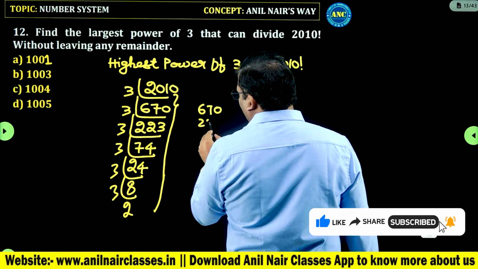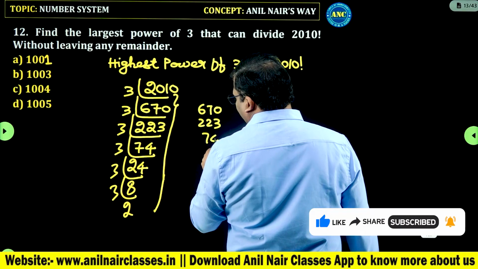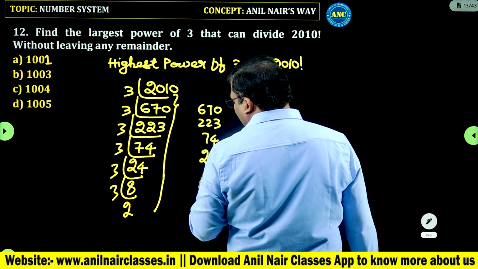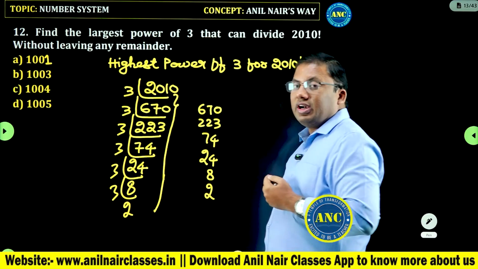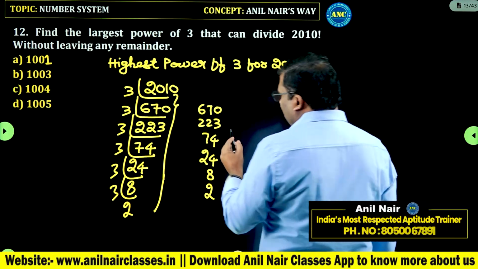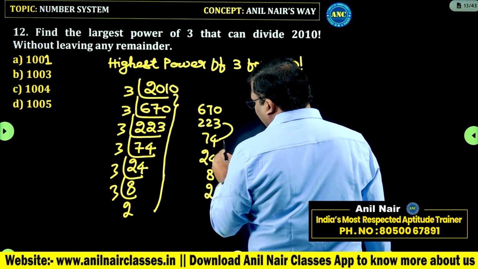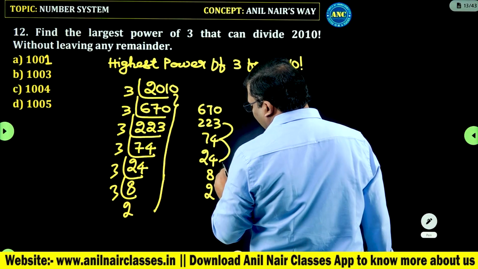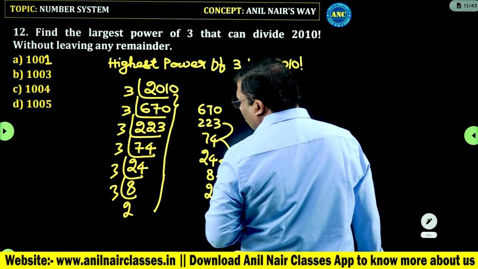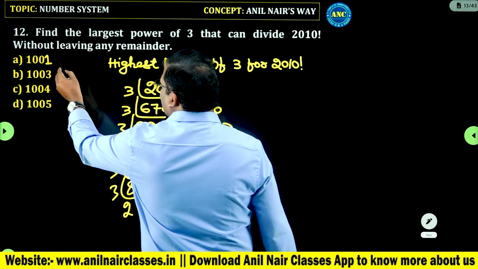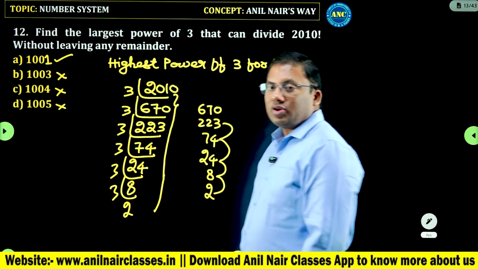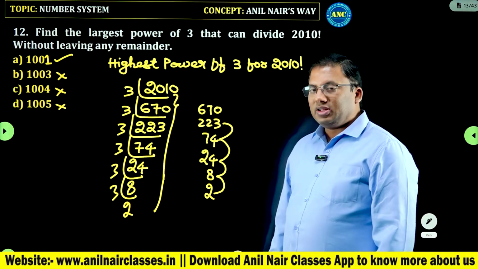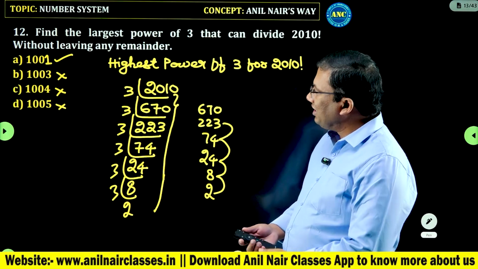670 plus 223 plus 74 plus 24 plus 8 plus 2. All the answer options have quite different unit digits. So, 3 plus 4 is 7, 7 plus 4 is 11, 1 plus 8 is 9, 9 plus 2 is 11. The answer's unit digit should be 1. So, the answer for this question has to be 1001. I hope the idea is clear.